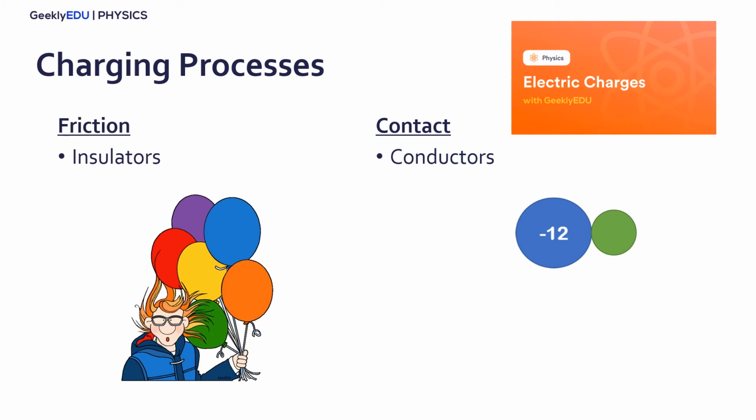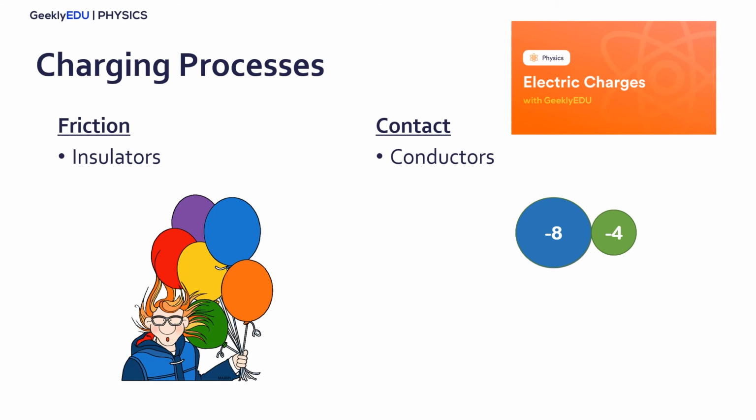You can notice that the charge of the first sphere changed from -12 to -8, and the second one now has a -4 charge. It happens because of the conservation of charge that I've already covered also in the same electric charge video, so I highly recommend you to go there and take a look.